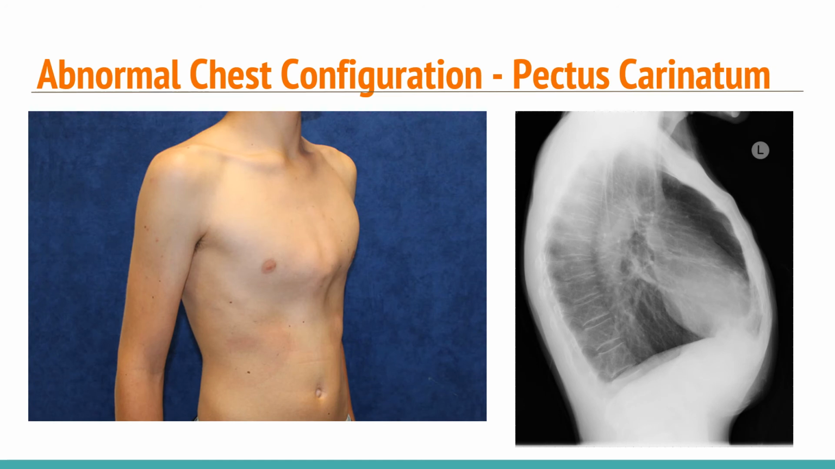All right, pectus carinatum is an increase in AP diameter, kind of a bird chest. It sticks out, kind of puffs out. They can have symptoms of shortness of breath, especially during exercise. A chest brace is sometimes used to help treat this. In the Ravitch procedure, they remove cartilage and then reshape the chest wall, and they add bars to help stabilize it.